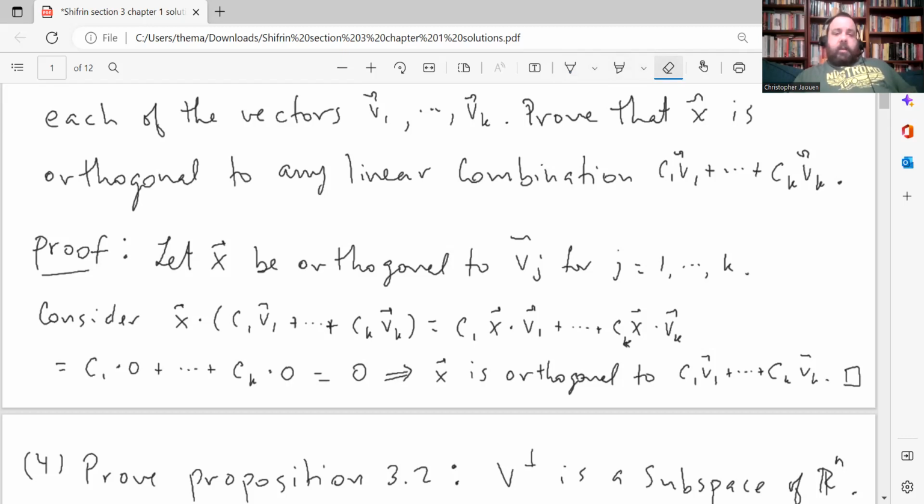So for example, x dot v1 is 0, x dot v2 is 0, all the way up to x dot vk is 0. So we get c1 times 0 plus all the way up to ck times 0, which is all 0. When you add up k zeros, you still get 0. And that implies that x is orthogonal to the linear combination. And since the linear combination was arbitrary, it's orthogonal to any linear combination of them. So that's question 3.